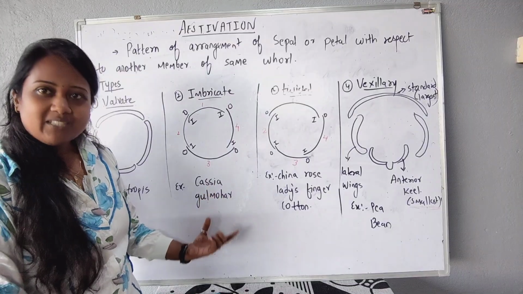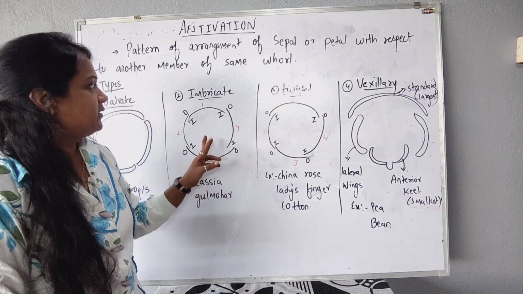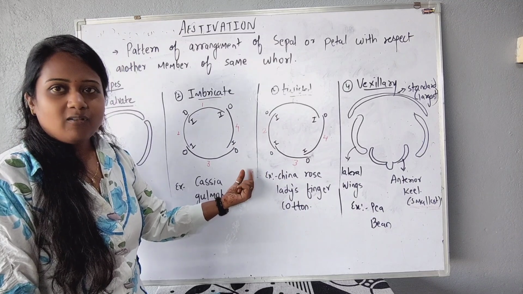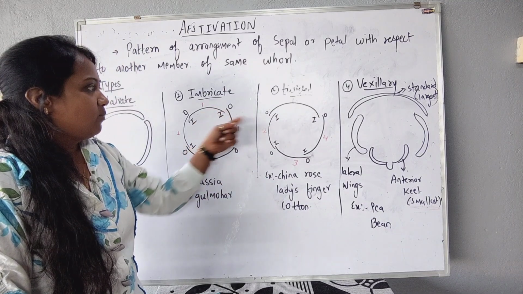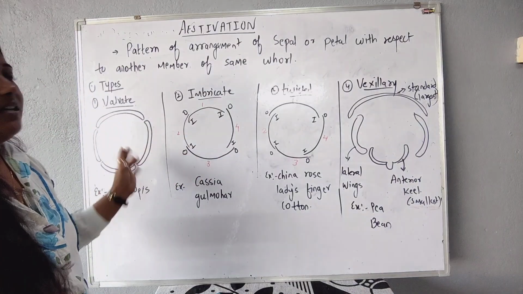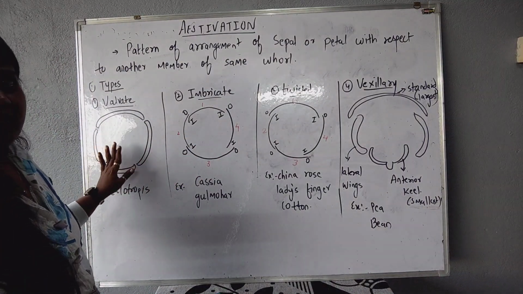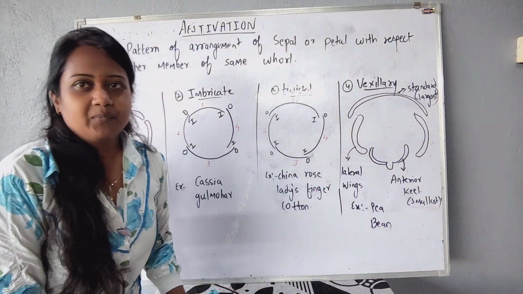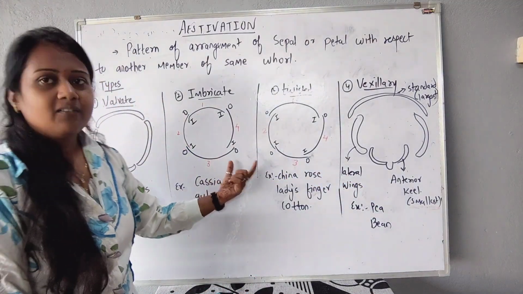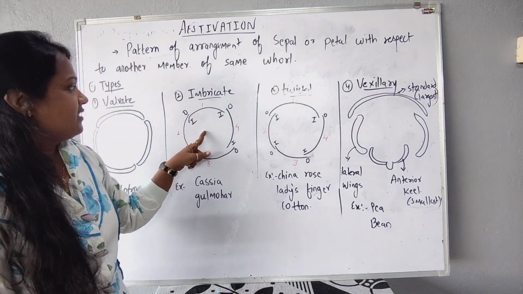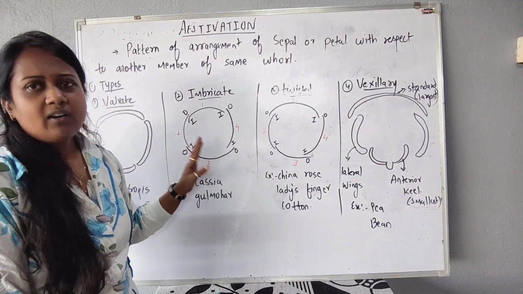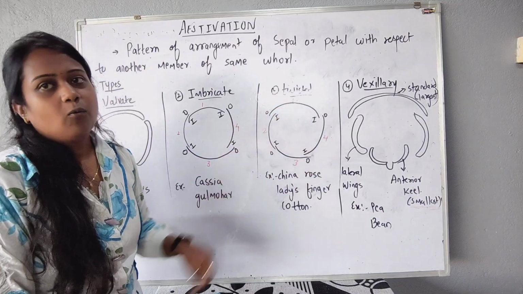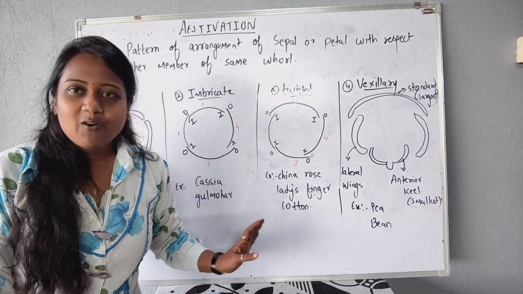I hope now this topic is clear and there is no more confusion between imbricate and twisted. Only these two topics used to get mixed up because of overlapping, and the other two are very simple. The first one has no overlapping, the margins slightly touch one another, and the last one, vexillary, is very different. For these two, the difference is that in imbricate the overlapping is not in any fixed direction, it is random, and in twisted there is a fixed pattern of overlapping. That is all for aestivation.